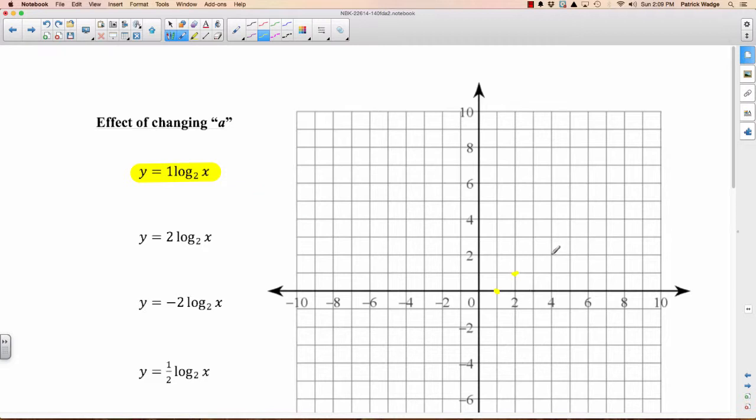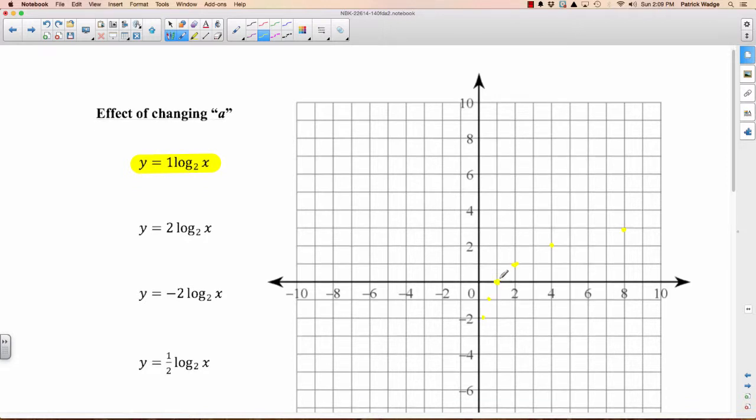And on the other side, we also saw it went through (4, 2), and (8, 3), and (1/2, -1) and (1/4, -2). So we're ready to go here. Again, I'm doing this one very quickly because we actually did this on the other side. I'll take a little more time with the other ones. Okay, so let's move on.